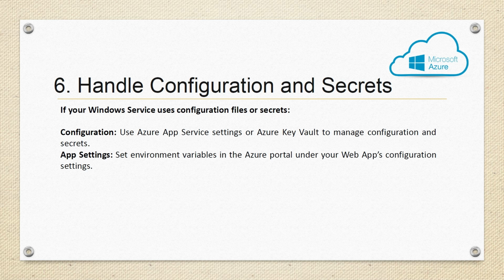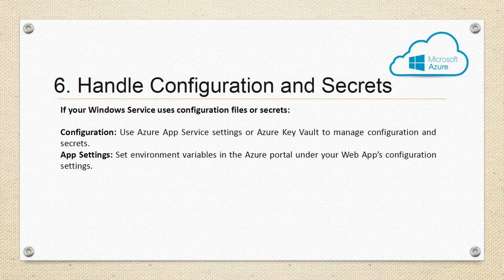Handle the configuration and secrets. If your Windows service contains some configurations or secret keys, you need to convert them for the web jobs through Azure Key Vault. If any configurations were written inside your earlier Windows service, you need to write those configurations in Azure Key Vault. So use Azure App Service settings or Azure Key Vault to manage your configurations and secrets, whatever details and keys are required. You can handle them by using Azure Key Vault.